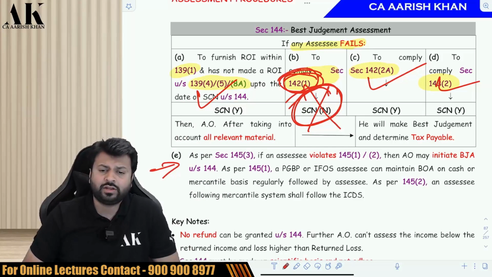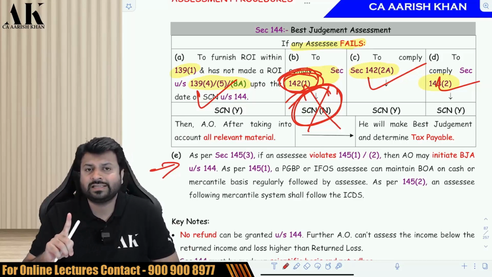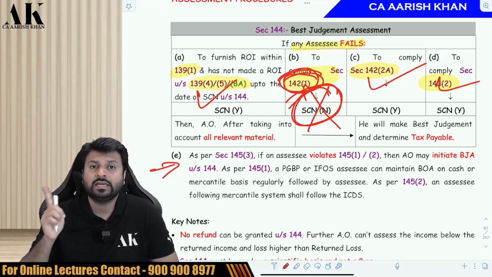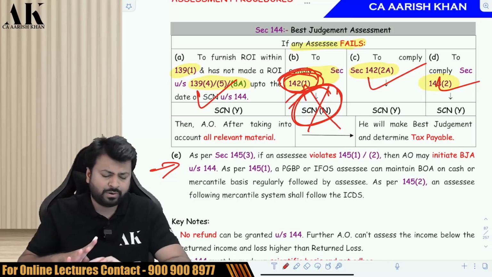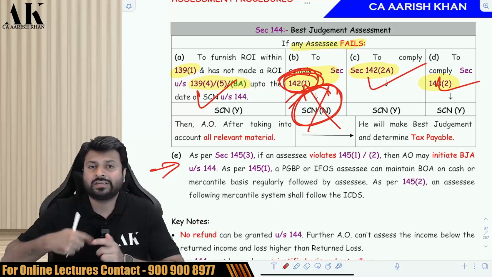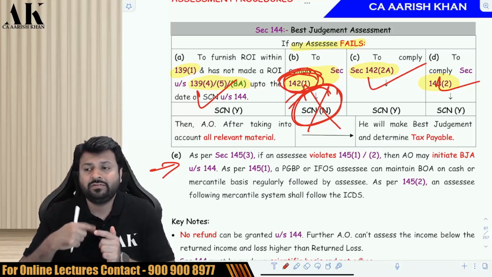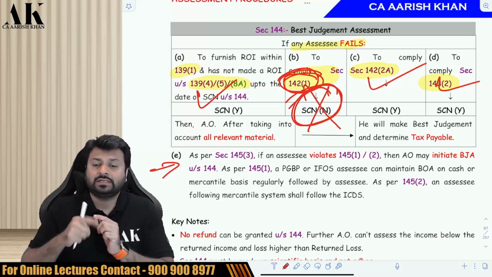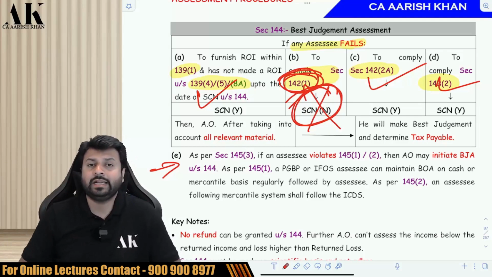Sir, what is 145(1) and 145(2)? 145(1) says that if you are a PGBP or IFOS assessee, then you have to follow either cash system or mercantile system. Whatever you are following, you follow, but you have to follow regularly. You cannot leave it in between, and you cannot change frequently on a year-to-year basis. Plus, 145(2) says that if you are following mercantile system of accounting, then you have to follow the accounting standards given by the CBDT, that is ICDS.